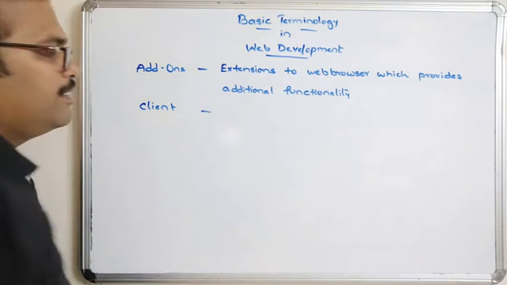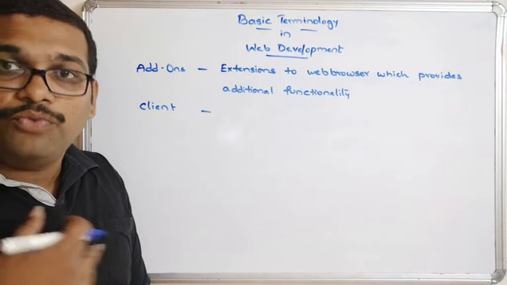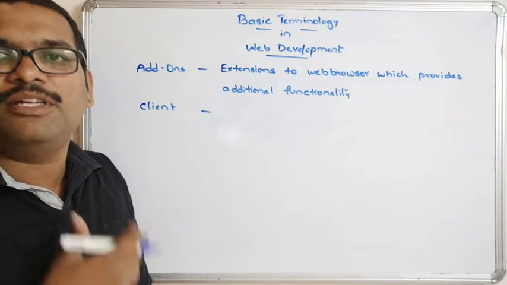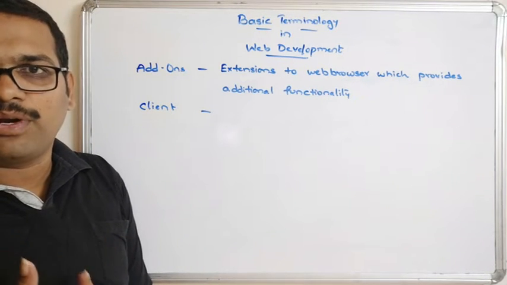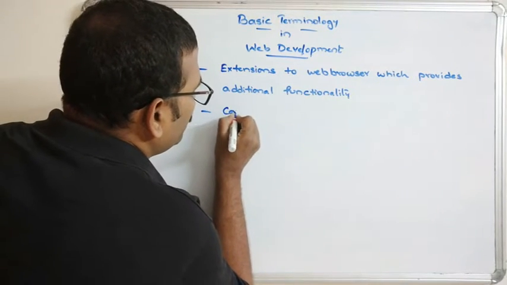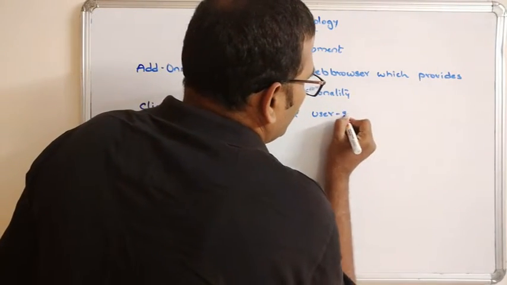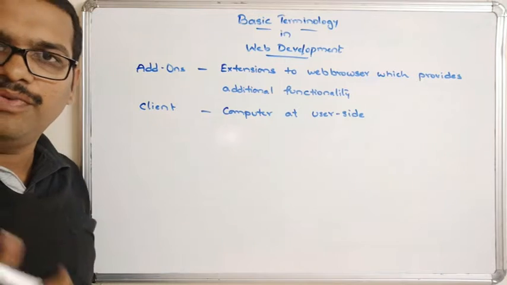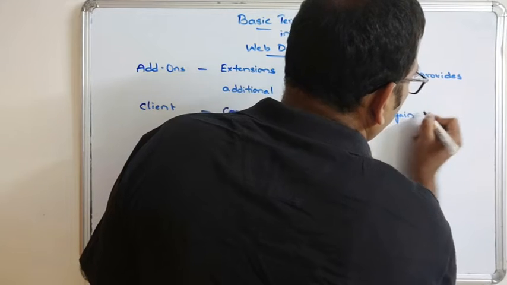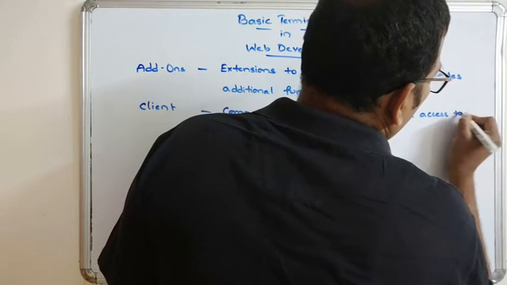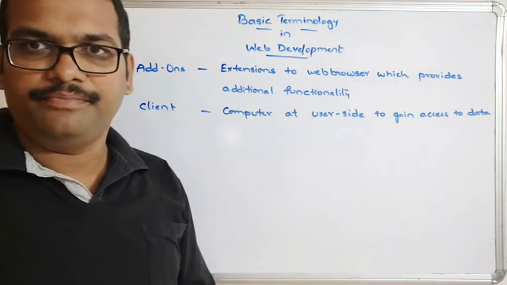Next, client. A client is a computer which the end users use. The system the users are using is known as a client, which may get access from the server. So it is a computer at the user side, that means we are the users, to gain access to data.